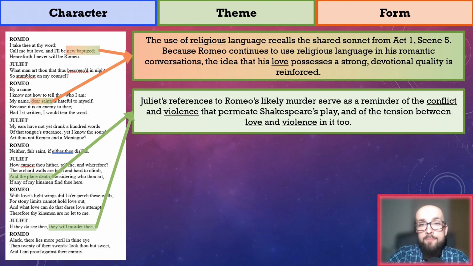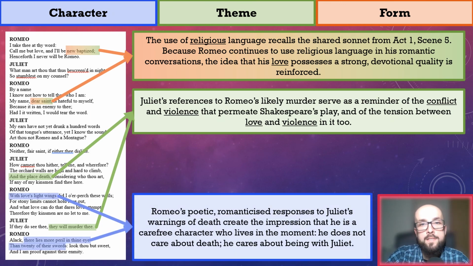Moreover, because these references to violence come so shortly after Romeo's romantic expressions, the tension between love and violence in Shakespeare's play is reinforced, because the two seem to be inseparable. And last of all, for this mini extract, Romeo's poetic, romanticised responses to Juliet's warnings of death create the impression that he is a carefree character who lives in the moment. He is not particularly bothered about death. Instead, he cares about being with Juliet.